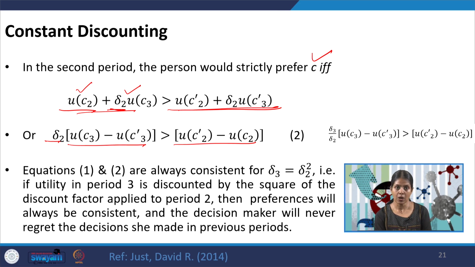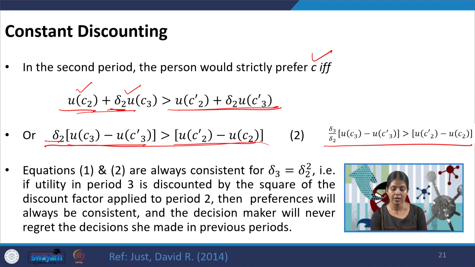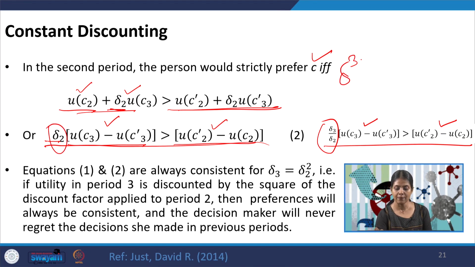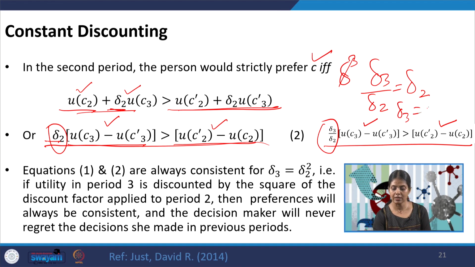Now, equation 1 is reproduced here for ready reference, and this is equation 2. They are always consistent for delta 3 equals delta 2 squared. Now, you can see that this term and this term are the same, and the right hand side is also the same. So, we will have both of them valid if this equals this, which implies delta 3 upon delta 2 equals delta 2, that is, delta 3 equals delta 2 squared.